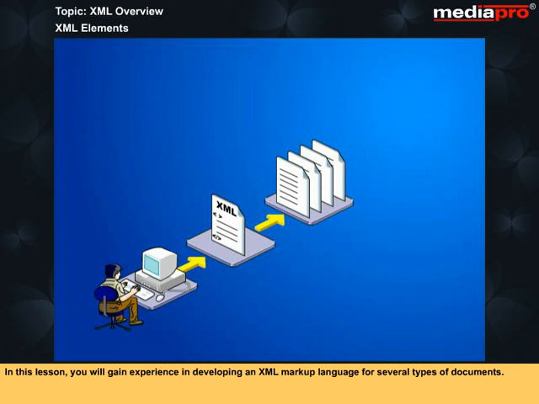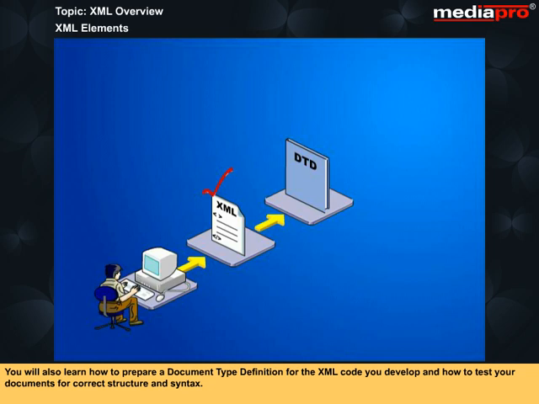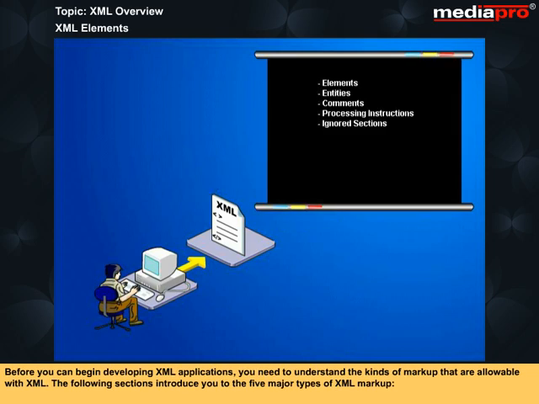In this lesson, you will gain experience in developing an XML markup language for several types of documents. You will also learn how to prepare a document type definition for the XML code you develop and how to test your documents for correct structure and syntax. Before you can begin developing XML applications, you need to understand the kinds of markup that are allowable with XML. The following sections introduce you to the 5 major types of XML markup.